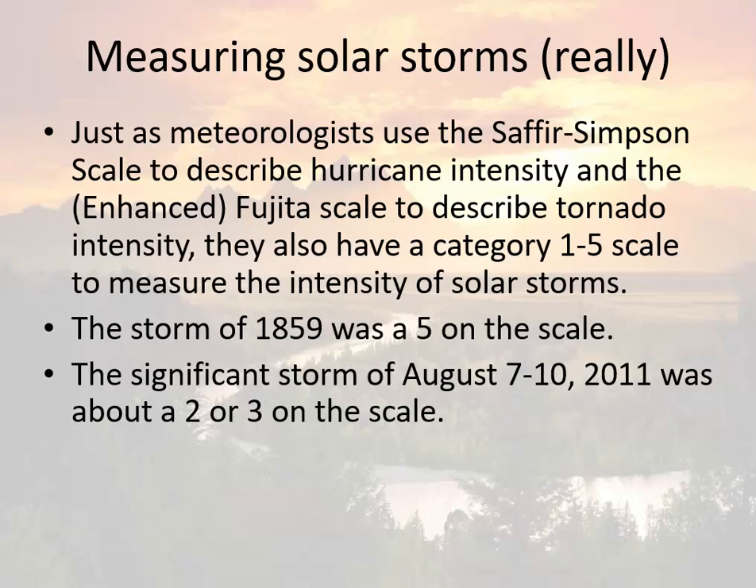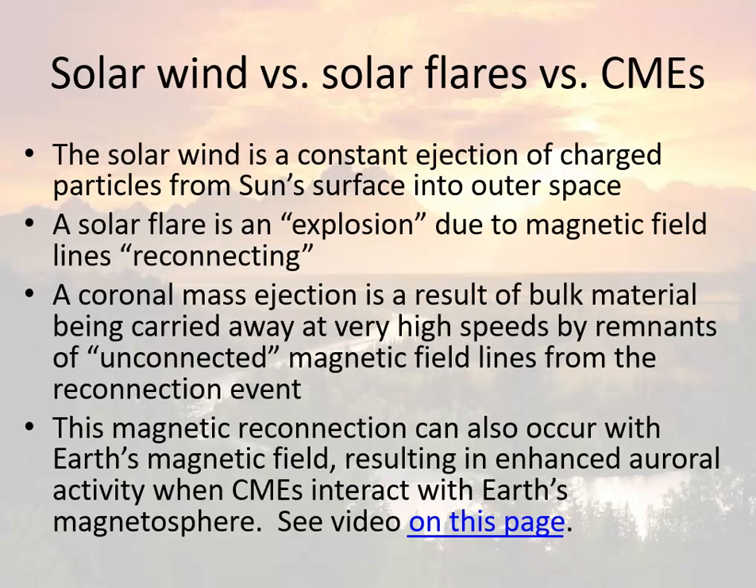So, nonetheless, though, there was a fairly major storm about 9 years ago, but it still was nowhere near in comparison with the one of 1859, which would be absolutely catastrophic. So, just a summary in terms of solar wind versus solar flares versus coronal mass ejections. So the solar wind is constantly going on. Our sun is constantly streaming these charged particles, mainly protons, into space.